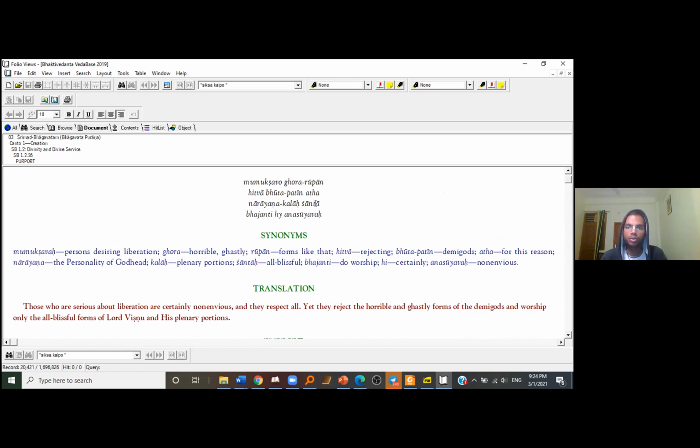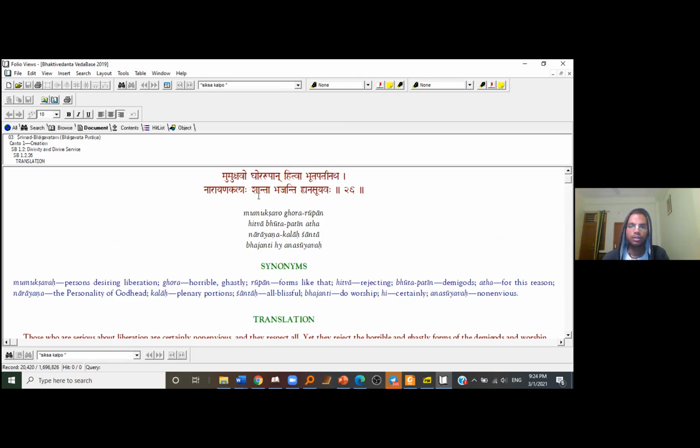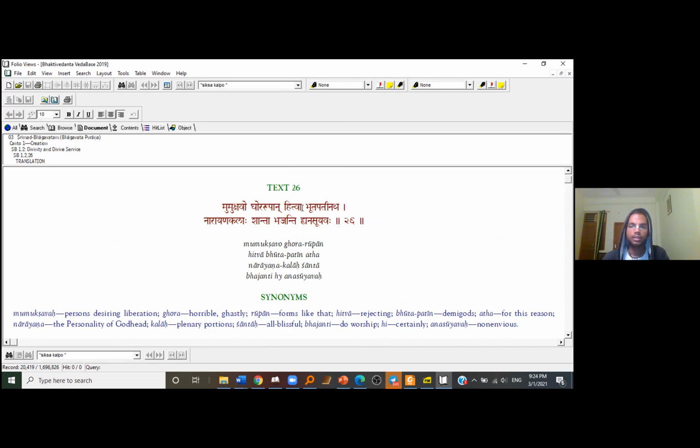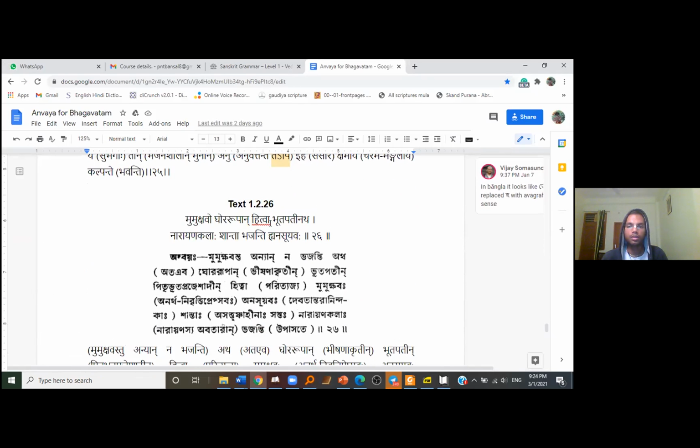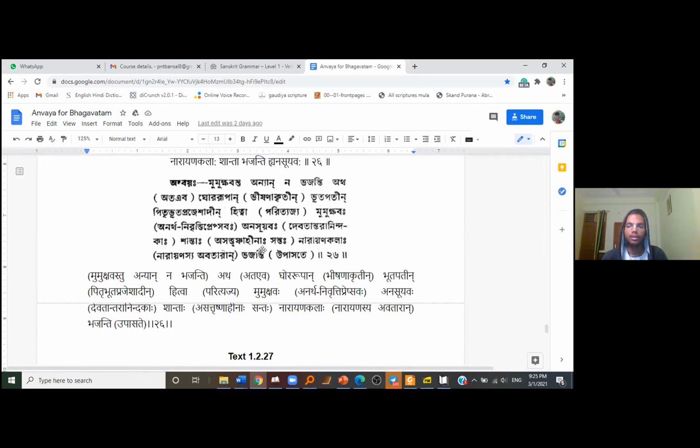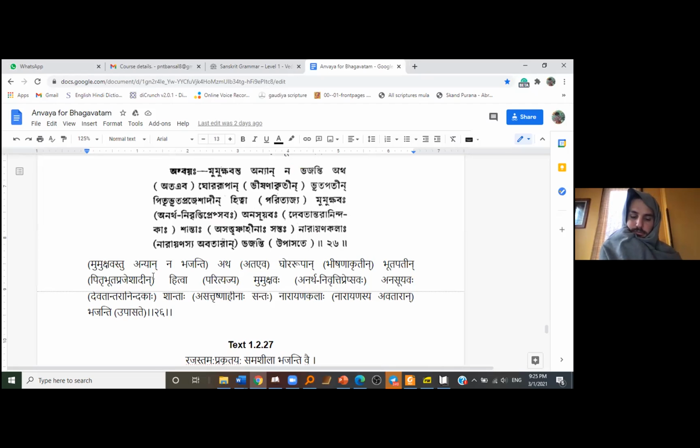Also, one thing to be noticed: there is a difference here in the shloka. It doesn't include Pitri and Prajesha. You see, it says Mumukshava ghora rupan. That is okay. This was just from the Anvaya, right? Yes, I considered that in the shloka.